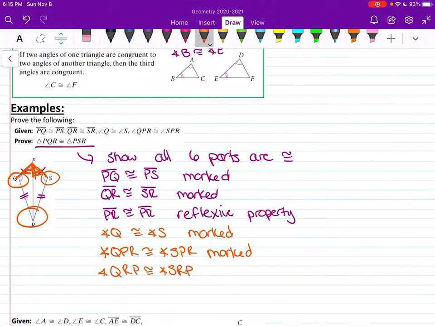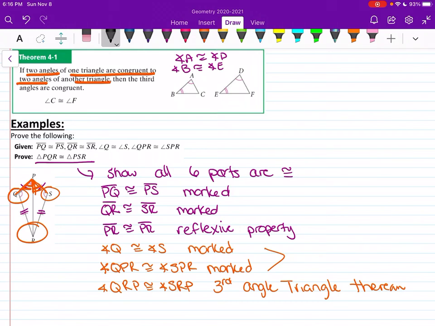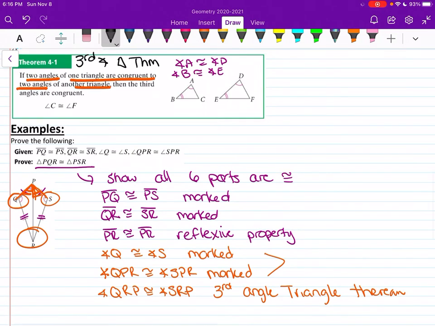And so for this one, this uses this theorem. This theorem says if two angles of one triangle are congruent to two angles of another triangle, which I have right here, then the third angles are congruent. So you can say third angle of triangle. Let's call this the third angle triangle theorem. Let's give it a name. You could officially call that the third angle triangle theorem. Let's put that title up here. Okay, it's officially its name.